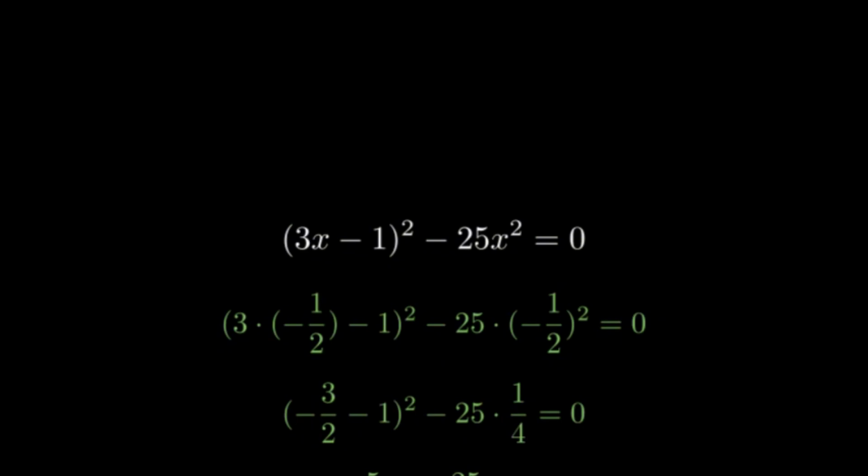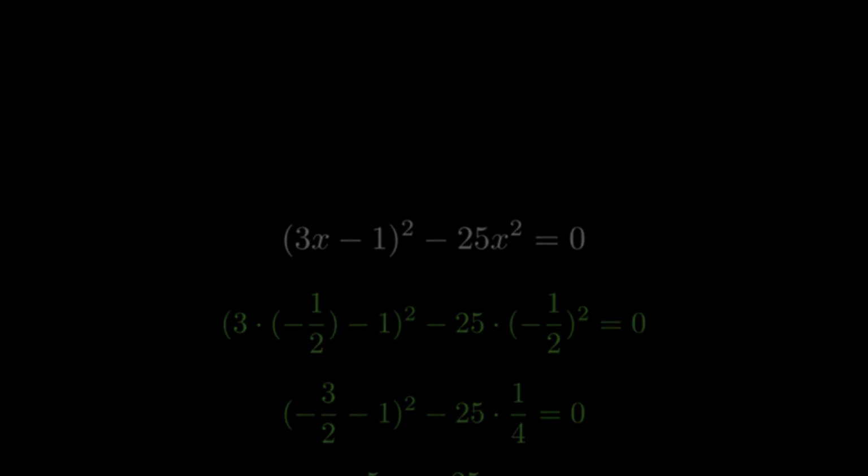Through our substitution and verification process, we've confirmed that both values satisfy our original equation. This process demonstrates the importance of checking your answers when solving any equation. Therefore, the solutions to our quadratic equation are x equals 1/8 and x equals -1/2. Both values make the original equation equal to 0.